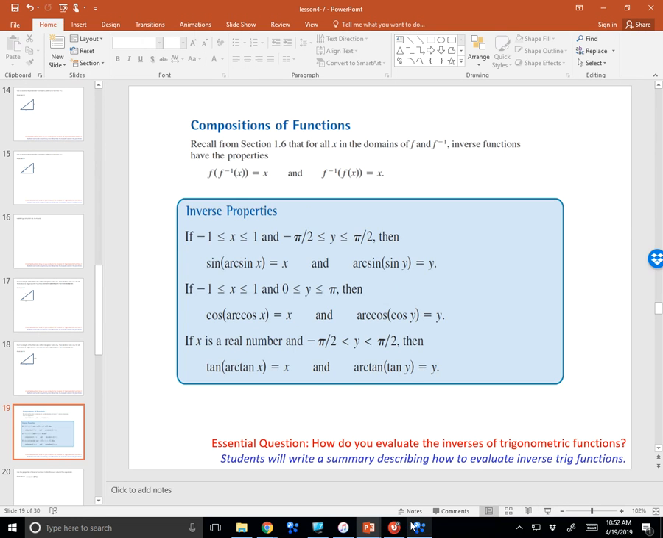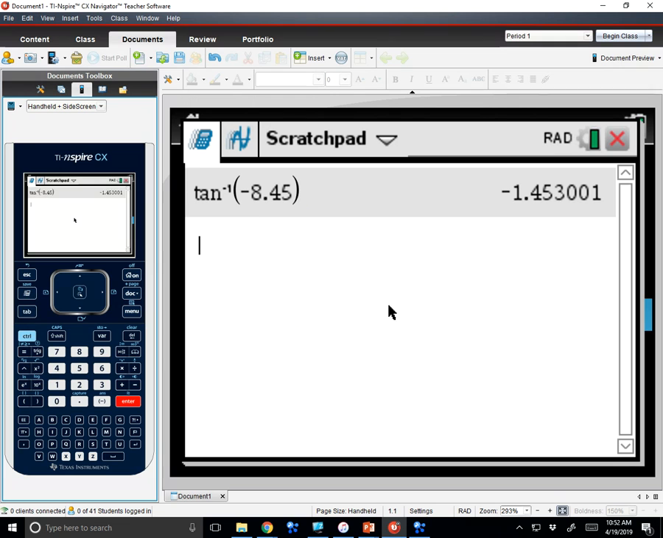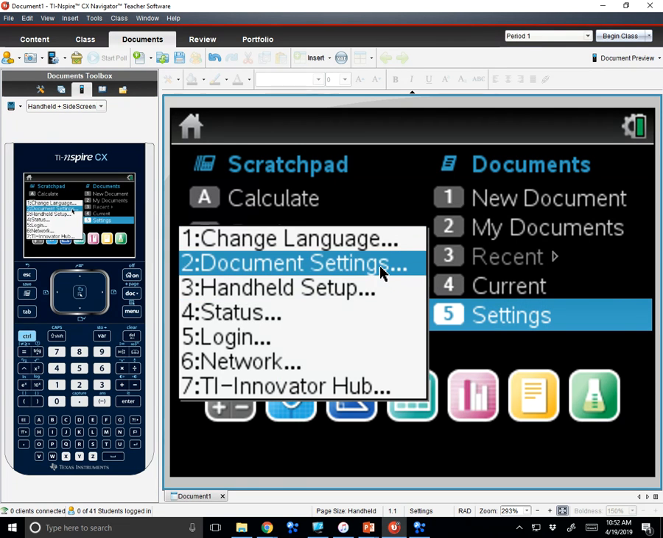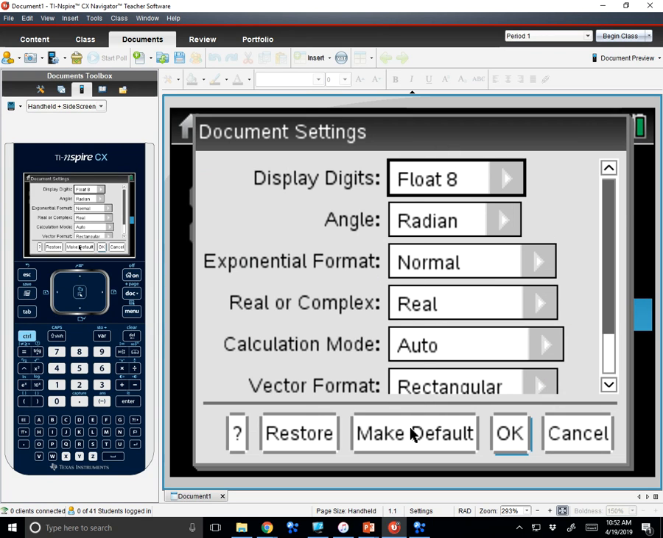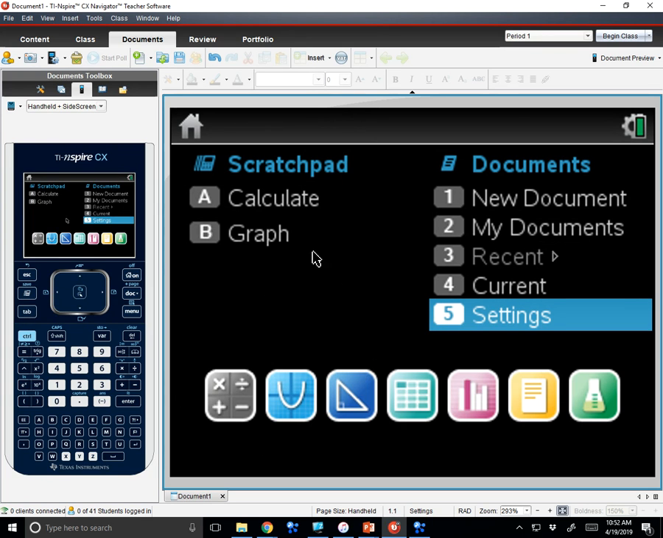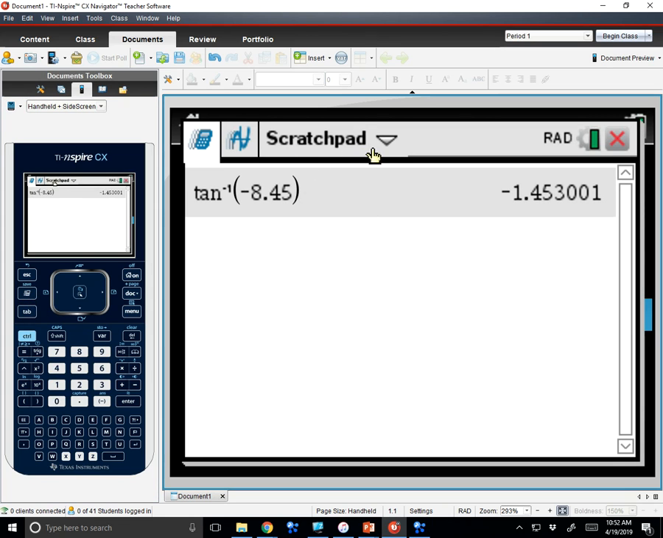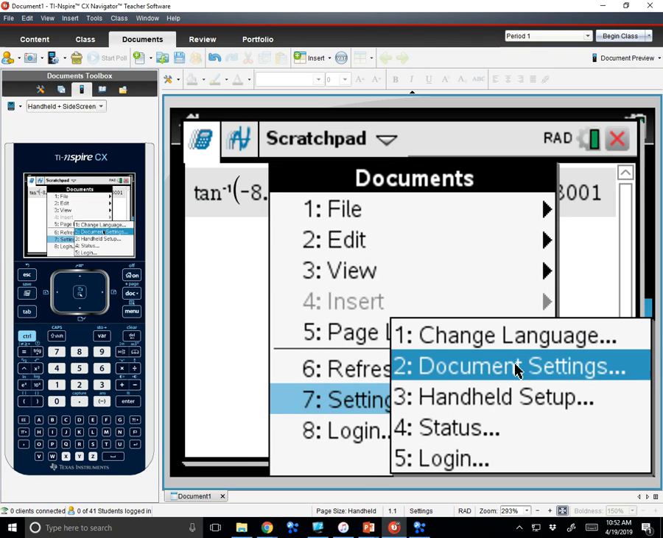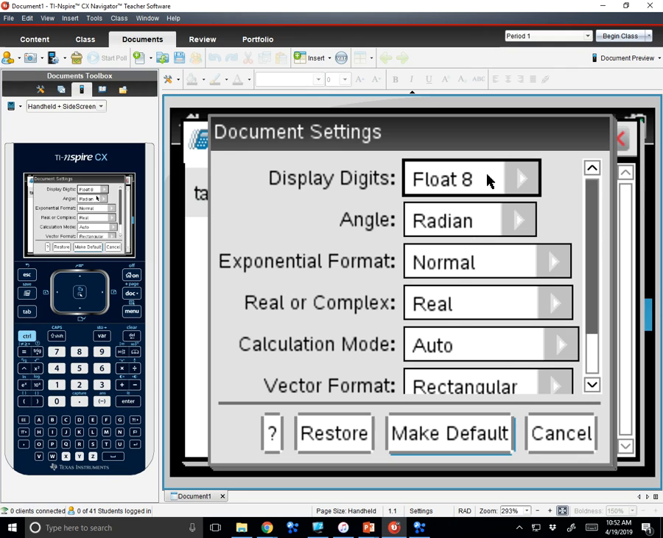In your calculator really quick, we usually go here, right? Settings, document settings, and then we adjust it here, hit make default, click OK. There are some times where it gets off in the scratch pad. You put that little triangle down, you arrow up to that, and there's another settings and status, another document settings, and sometimes it will get off in here. I don't understand why it's different, but it is.